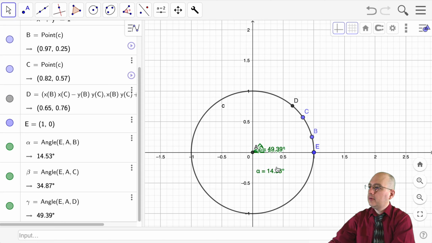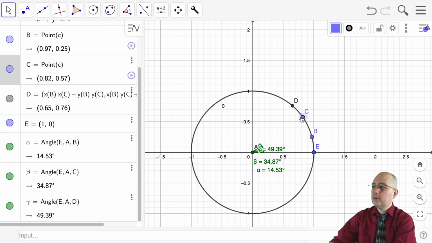All right, let's see. So alpha is the angle from 1 to B, so that's 14.5 degrees, and beta is 34.87 degrees. And then their multiplication is 49.39. You add these together, 35 plus 14 is 49, roughly. And so as I change C, notice that D is changing just by that same angle. And if I change B, it's also changing by that. We're adding up these angles between them.